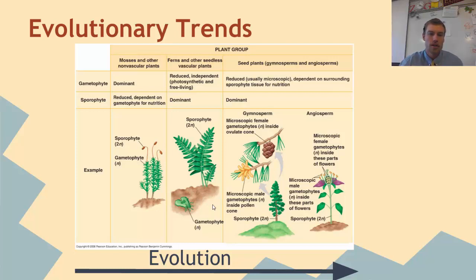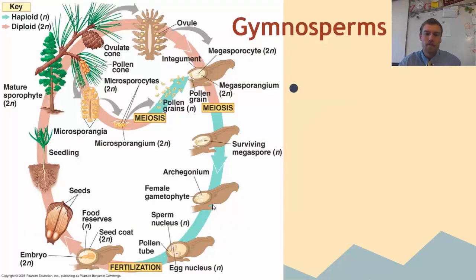Although for the seedless plants, they do have a free living gametophyte that can survive on its own. However, by the time you get up to your gymnosperms and your angiosperms, the gametophyte is very much reduced. Usually it's microscopic. You can't really see it very much. And the sporophyte is really dominant over it because the gametophyte is completely dependent upon it. So that's just kind of the overall trend, is that we start off with a haploid dominant and we end up with the diploid being dominant.